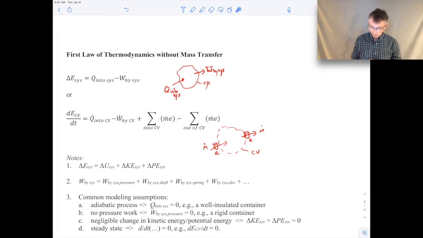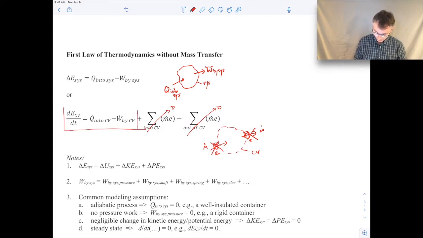But if we're dealing with a system, if we're dealing with the first law without mass transfer, then these terms just go to zero. There is no mass transfer because we're specifically looking at a case without mass transfer. And so then what you're left with is just this expression, which is precisely the same as this one, except it's written in terms of rates rather than changes. So this is the change in total energy. This is the rate of change of total energy. Okay, so this is like taking the time derivative of this equation here.